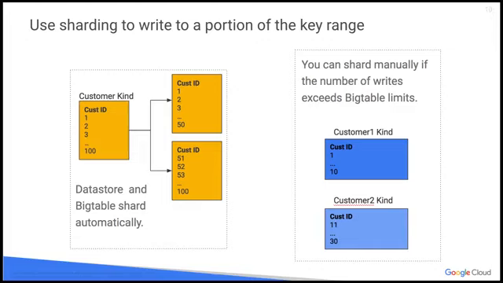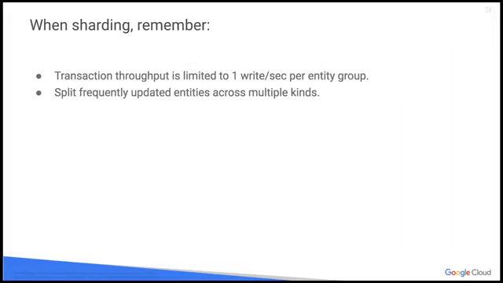In the example, because of the need to write frequently to a key range in the customer kind, it has been sharded to improve performance. The sharding could theoretically be based on customer region or regions. Keep the following in mind when sharding.